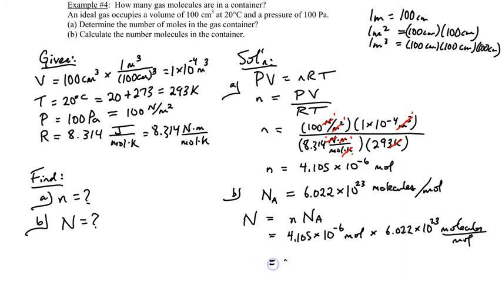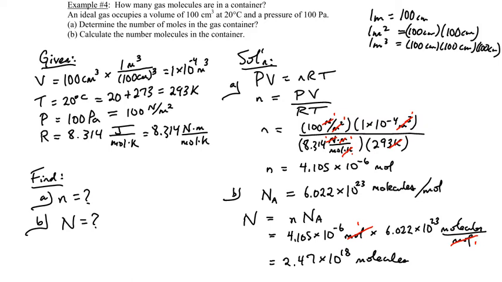And that gives you an answer of 2.47 times 10 to the power of 18 molecules. Once again, I should just show you that look at the units of moles, cancel it with the units of moles, so you end up with molecules, and that's consistent with what you're getting.